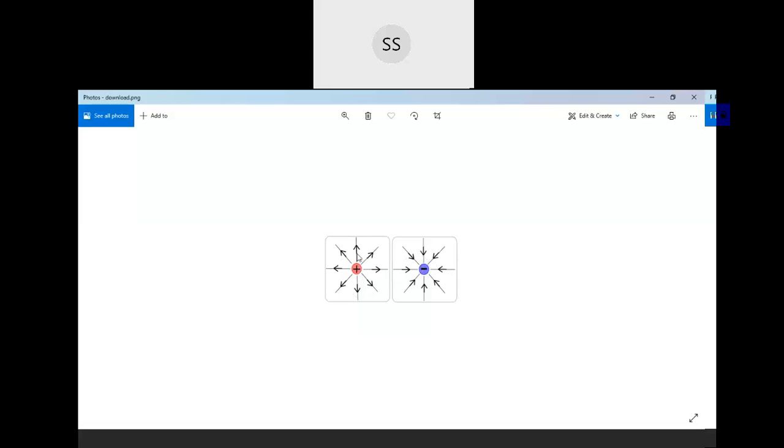So when we go away from the source charge, the distance between the electric lines of force gets bigger, and when we come closer to the source, the distance between the electric lines of force becomes smaller. So these are the electric lines of force.